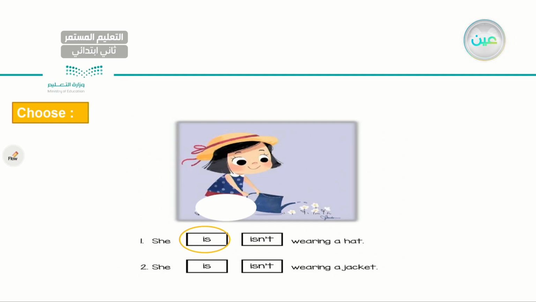How about number 2? She isn't wearing a jacket. What do you think? Is she wearing a jacket, my dear student? Look at her outfit. Is she wearing a jacket? The answer is isn't. Very good. She isn't wearing a jacket. Very good. She isn't wearing a jacket. Actually, she is wearing a dress. So she is wearing a hat. She isn't wearing a jacket.